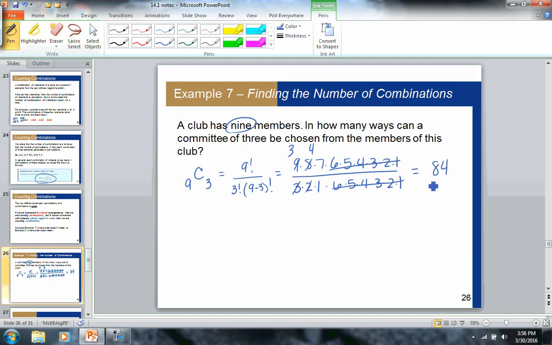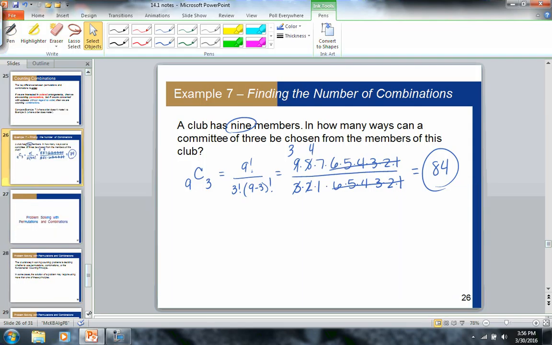So now there's only 84 ways to combine a group of 3 members, or to make a group of 3 members out of 9 total people. And previously we had way more than that. So combinations, remember, you're going to get a lot smaller number, and that's because we're getting rid of that repetition.